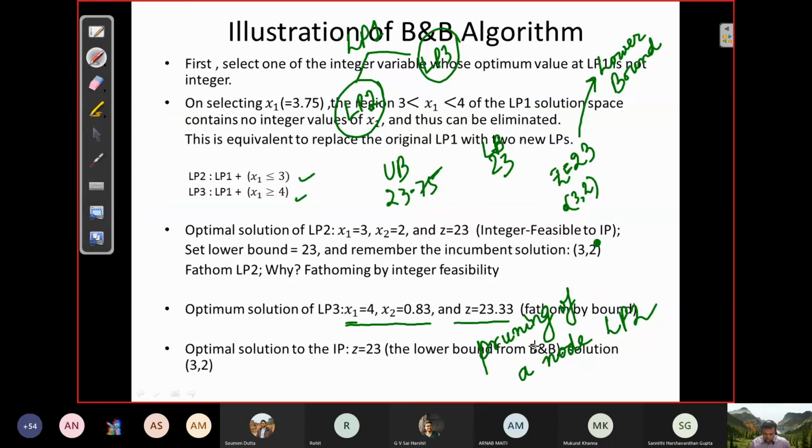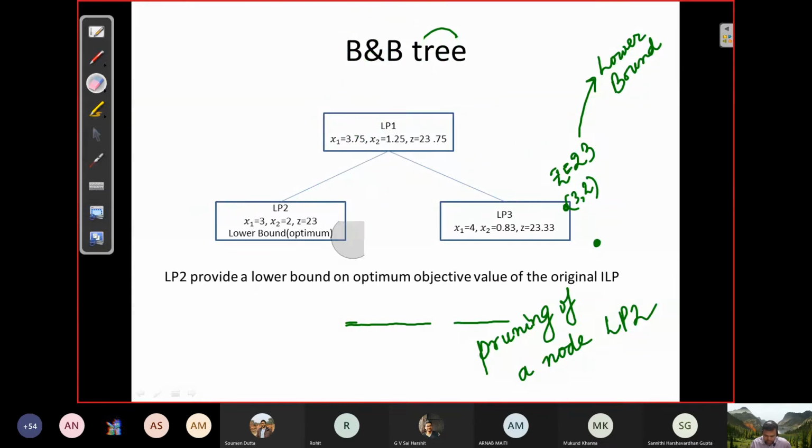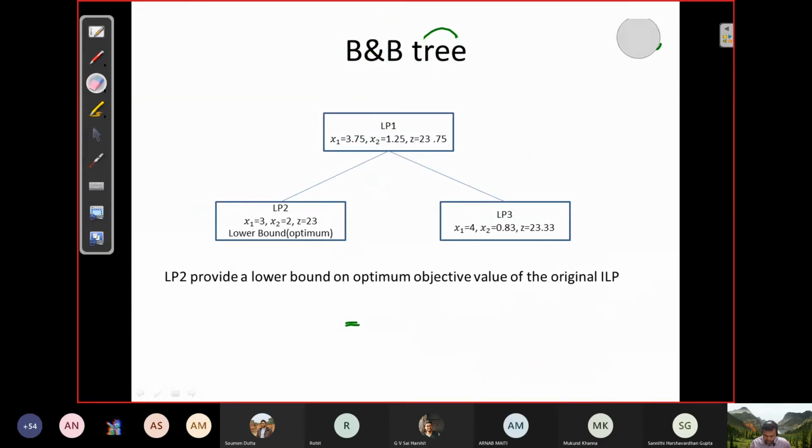So now you see when you look at the branch and bound tree, so this is the branch and bound tree. So here from here we get this z 23.75 is the upper bound, right? And then we branched on x1, right? And got this.